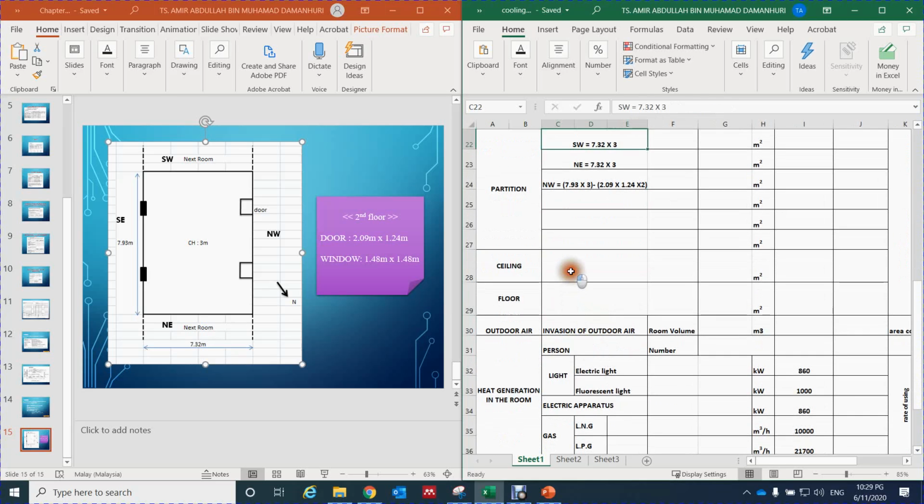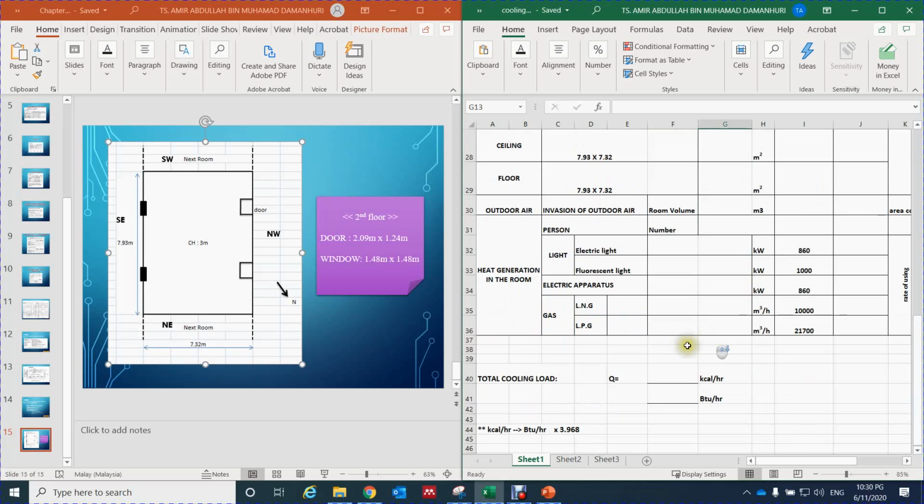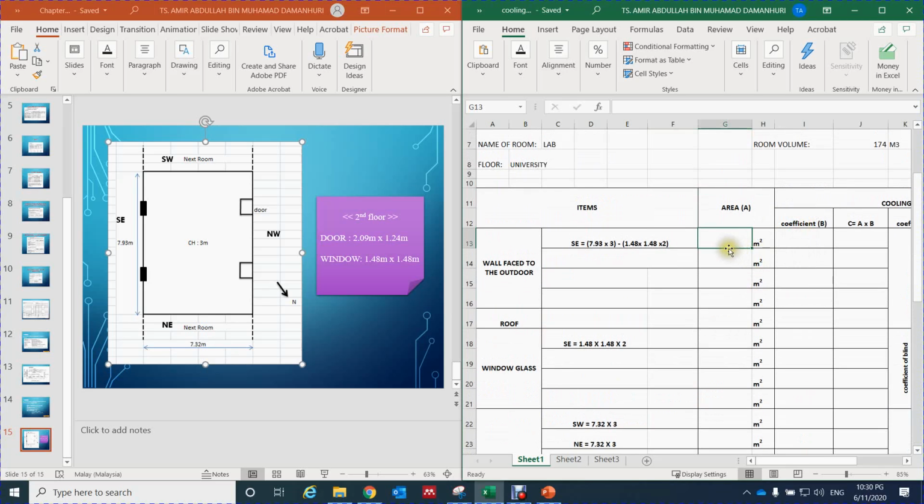Alright, next one, ceiling. Do we have the ceiling here? Yes, of course. Ceiling area will be 7.93 times 7.32 meter, and then the floor will be the same, 7.93 times 7.32 meter here. So now we can move on to the area. How much is the area here? Before we begin with the coefficient, we can go for the area here.